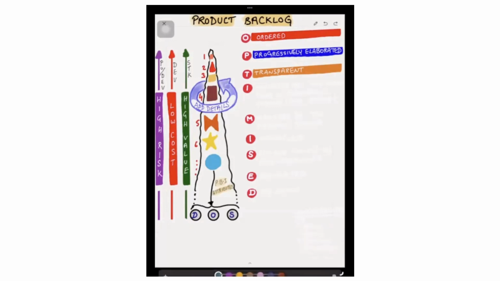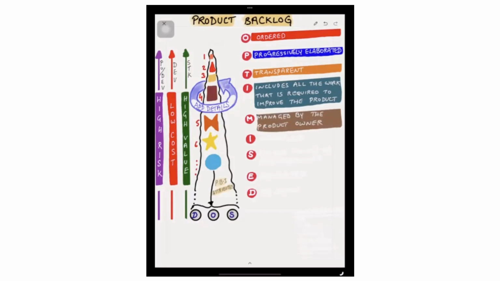Now, the product backlog includes all the work required to improve the product and its value. Which means new features, functional requirements, non-functional requirements, changes to the existing features, infrastructural items, production defects, anything that will help you to improve the product and its value is eligible to become part of the product backlog, which means the product backlog is managed by the product owner.